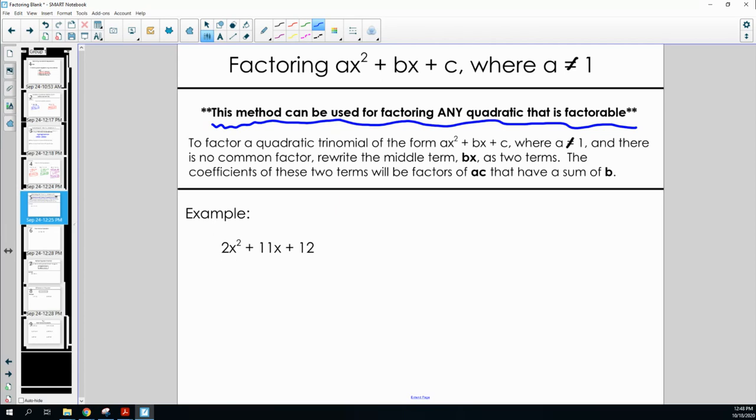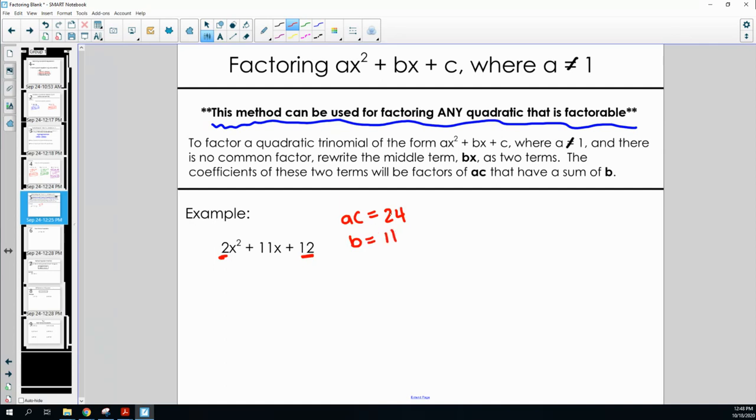So let's look at this example together. So we've got 2x squared plus 11x plus 12. So remember, the first thing you always want to do is look for a greatest common factor. So I'm looking at the numbers 2, 11, and 12. They do not have a common factor, so I can't pull anything out. Since my a value is not 1, I can't just look at c and just look at b. What I need to do is look at a and c together. So I'm going to multiply a and c. So 2 times 12 is going to give me 24. My b term is 11.